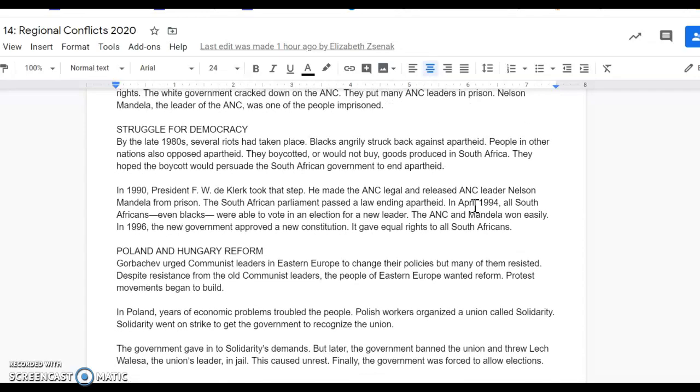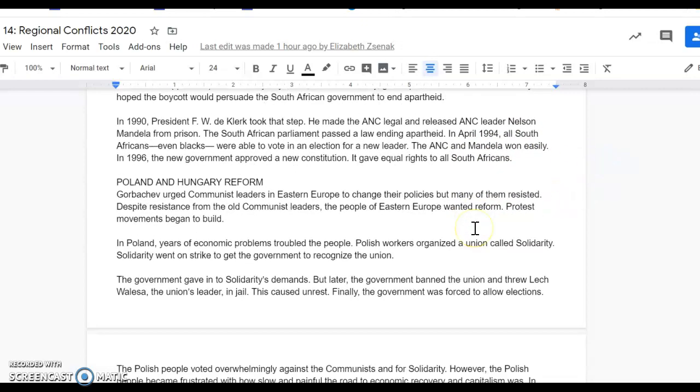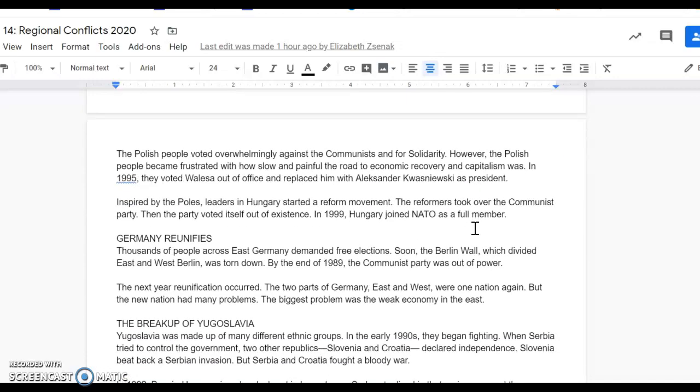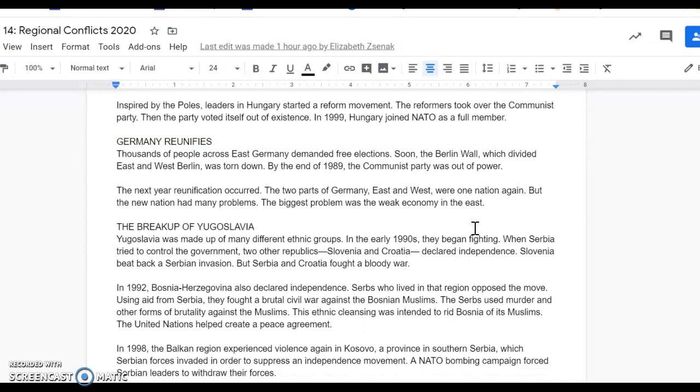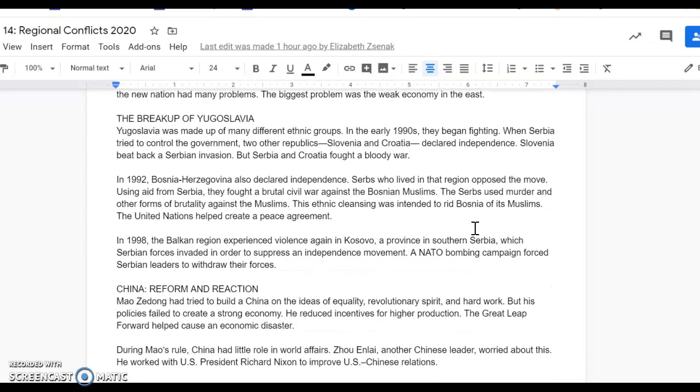Then we'll move north into Europe. Again, there will be a Cold War flavor here, but some unique stories about what's going on in Poland and Hungary. From there, we'll go over into Germany and into southeastern Europe, into the breakup of Yugoslavia. Look at some conflicts there.